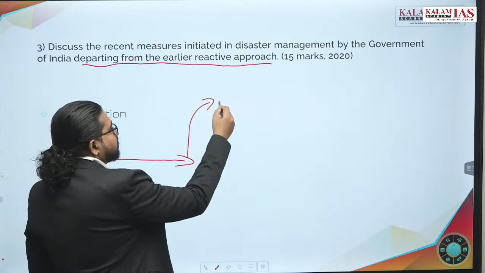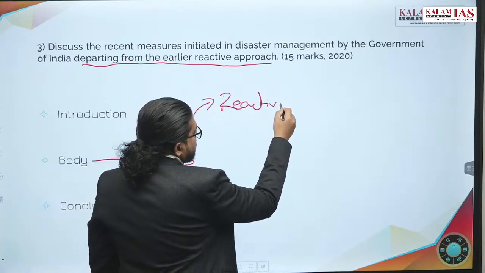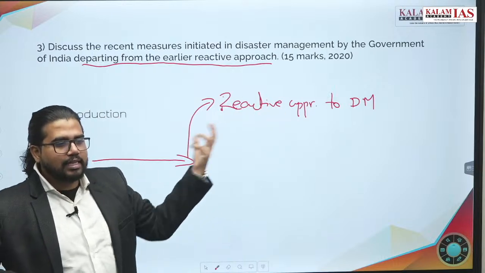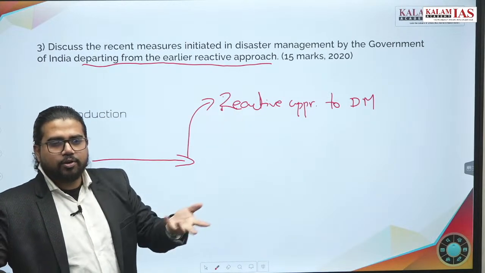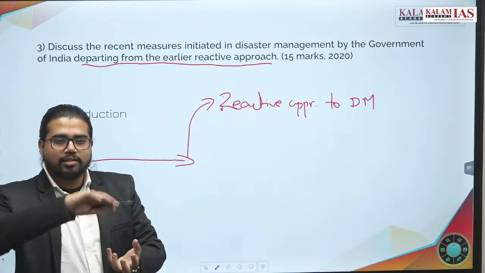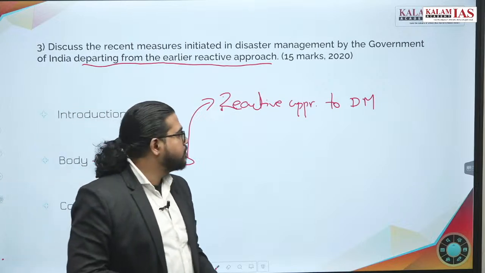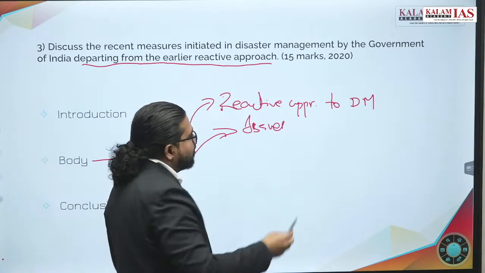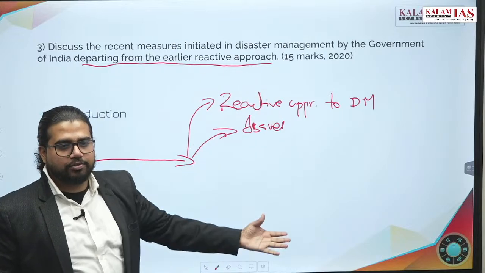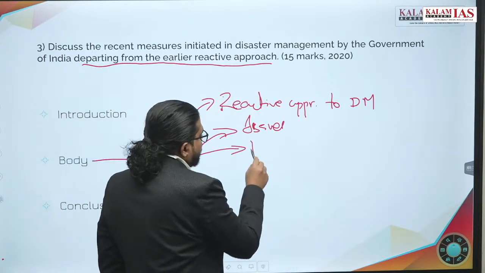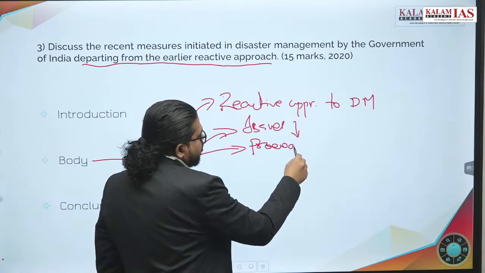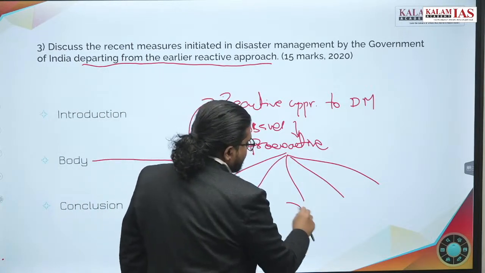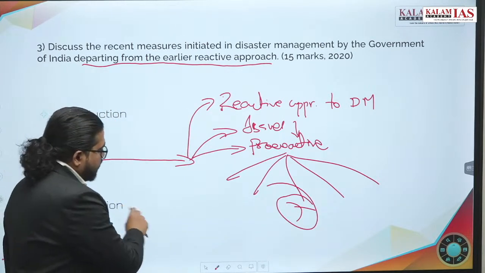You can start with writing about the reactive approach to disaster management. What is the reactive approach? Same as what we discussed earlier. There will be only damage control measures after the disaster. No mitigation, no preparedness, that will be lacking. So what is reactive, and what are the issues associated with this? But keep all this limited, not a major part of your answer. Then you come to how, due to these issues, the government is now becoming proactive. Now what are the measures taken under this? Seven measures. Then you can write a conclusion and finish it.